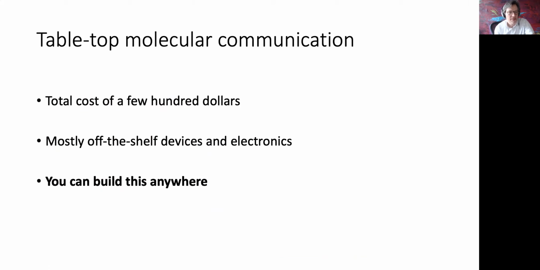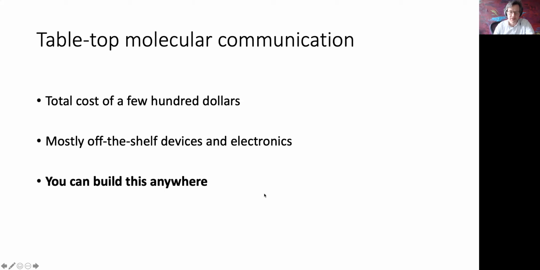So again, for tabletop molecular communication, the total cost of the apparatus you just saw was at most a few hundred Canadian dollars. It was mostly off-the-shelf devices and electronics. The parts that weren't off the shelf were homemade. They were very easy to make using kit parts, hobby kit parts. And the point that I want to make here is that you can do this anywhere. You can build this anywhere.